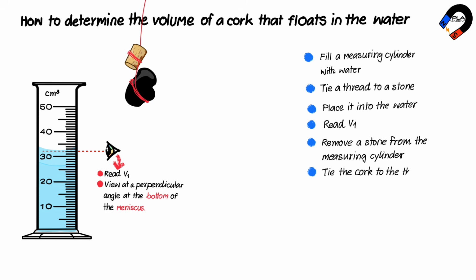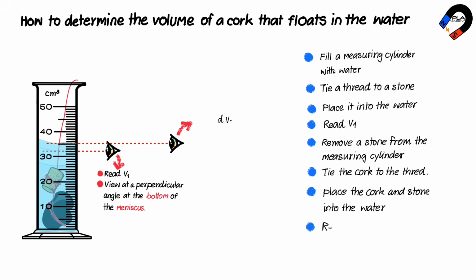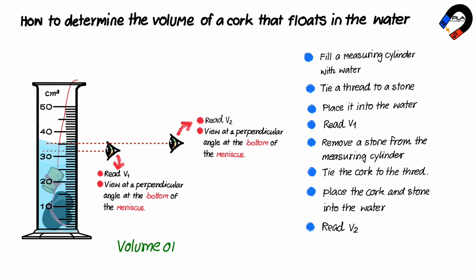Tie the cork to the end of the thread. Lower the cork and stone into the measuring cylinder. Read the final volume, V2, by viewing the scale at a perpendicular angle at the bottom of the meniscus, as shown. The volume of the cork is the final volume, V2, minus the initial volume, V1.